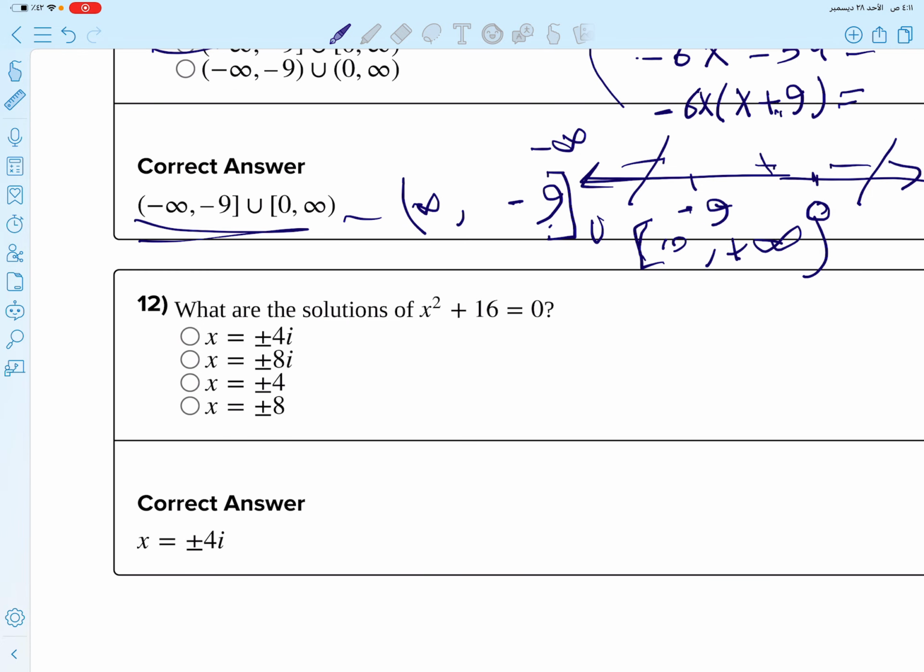What are the solutions of x squared plus 16 equals 0? X squared equals negative 16, so x equals two values, negative and positive, the square root of negative 16. We have a negative here, so it's going to be i, and the square root of 16 is 4, negative and positive. This is the solution.